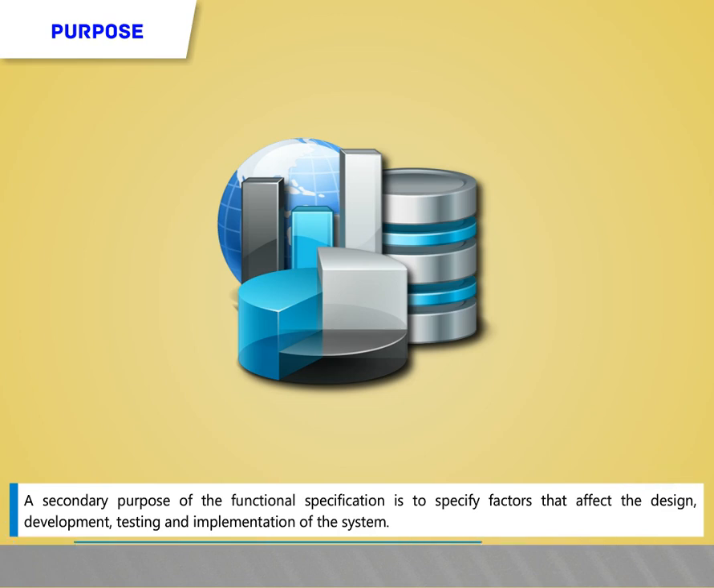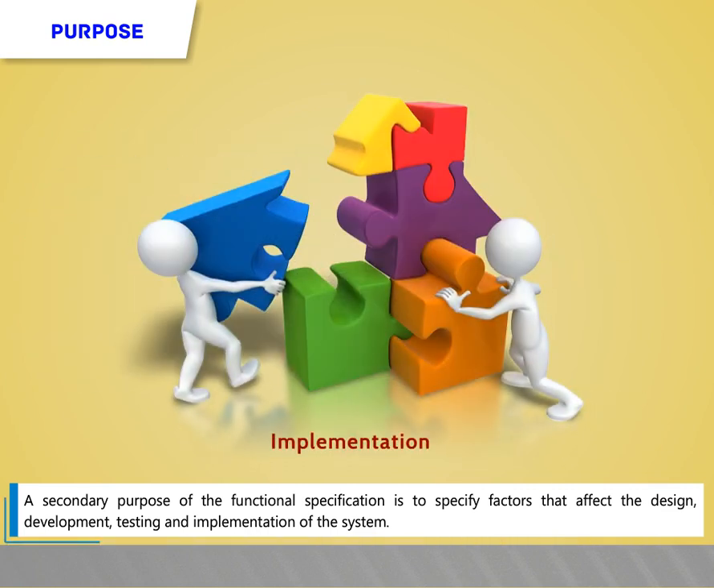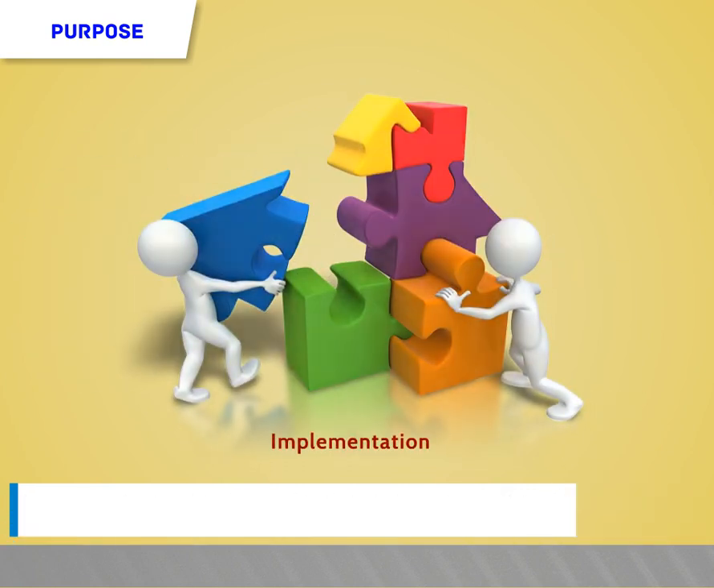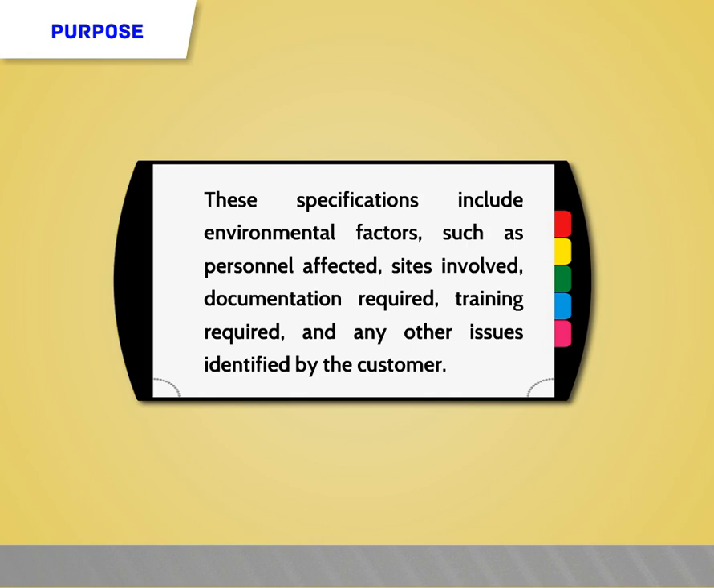A secondary purpose of the functional specification is to specify factors that affect the design, development, testing, and implementation of the system. These specifications include environmental factors such as personnel affected, sites involved, documentation required, training required, and any other issues identified by the customer.